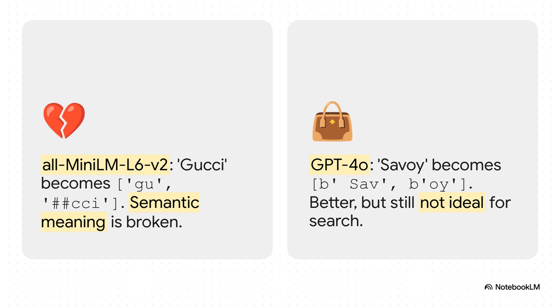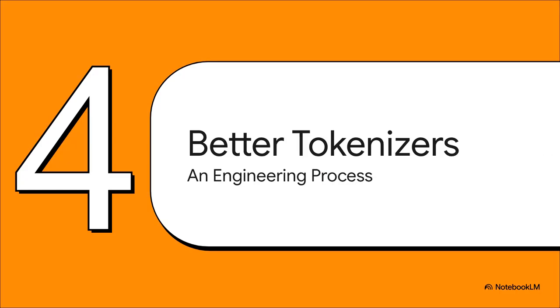So now think back to that e-commerce site. If a customer is searching for a Gucci Savoy suitcase, but the AI's internal dictionary just sees a bunch of jumbled syllables, it's never going to find the product. The search was doomed before it even started. So I know this all sounds like a total mess, right? But here's the thing. Building a good tokenizer isn't just luck. It's a really deliberate engineering process that's specifically designed to try and avoid all these pitfalls.